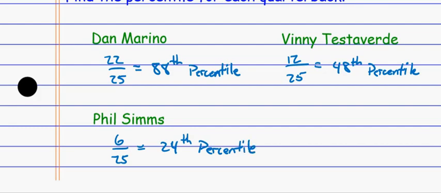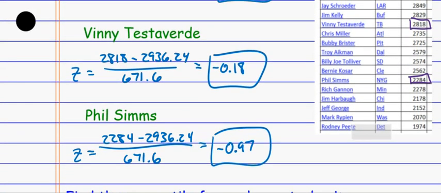And remember, calculating percentiles, if you forgot where those values are coming from, I'm just counting and saying, hey, from Phil Simms on down, there's 1, 2, 3, 4, 5, 6. So there's 6 out of the total of 25, and we convert that to a percent.